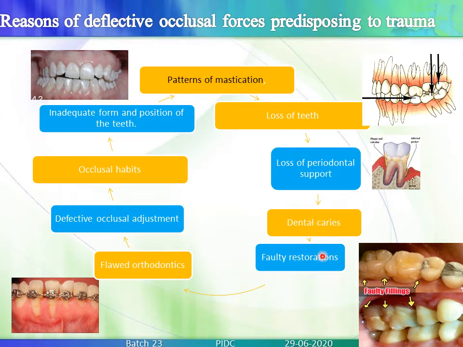Next, dental caries or faulty restorations may result in problems such as migration of the teeth. Next, coming on to flawed orthodontics. Orthodontic treatment has to be performed very carefully with proper intermittent forces, frequency and duration. Otherwise, it might result in gingival recession and bone loss.